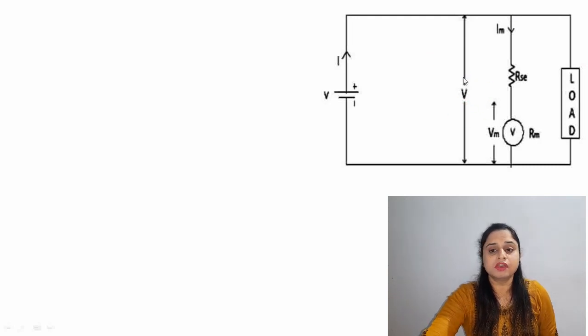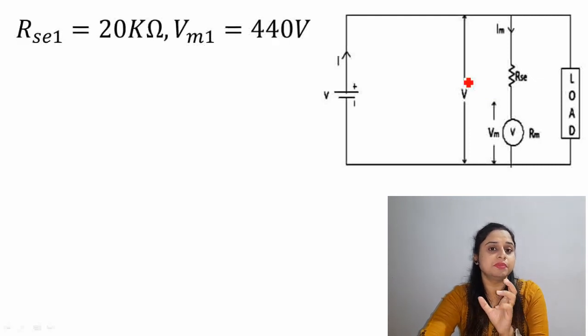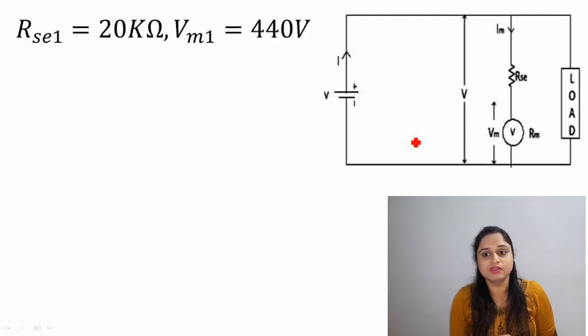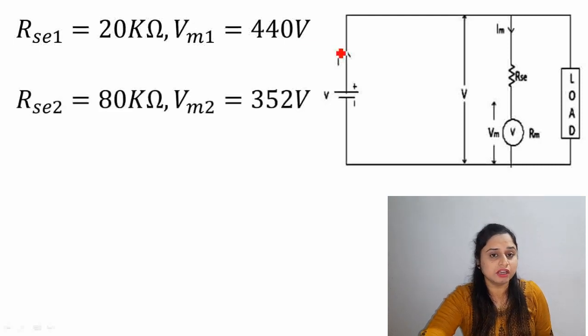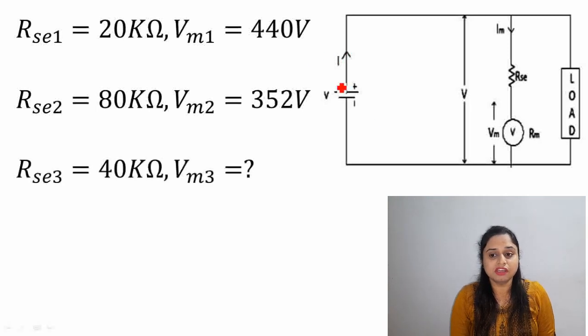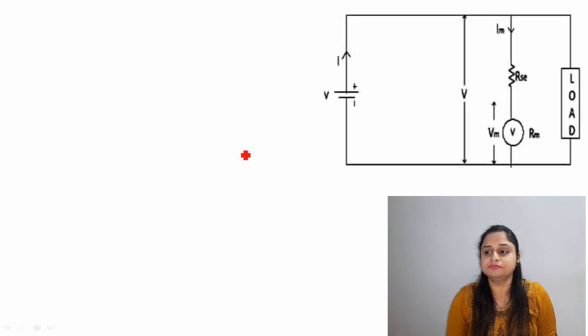So the first condition is given, that is the first multiplier setting, the first RSE value is 20 kilo ohms. For that the voltmeter reading is denoted by Vm1, and it is given as 440 volts. Similarly for the second, it is given 80 kilo ohm resistance and the voltmeter reading is 352. We have to find out the voltmeter reading for the third condition when the multiplier setting is 40 kilo ohms. How will we find this? Consider this diagram only.